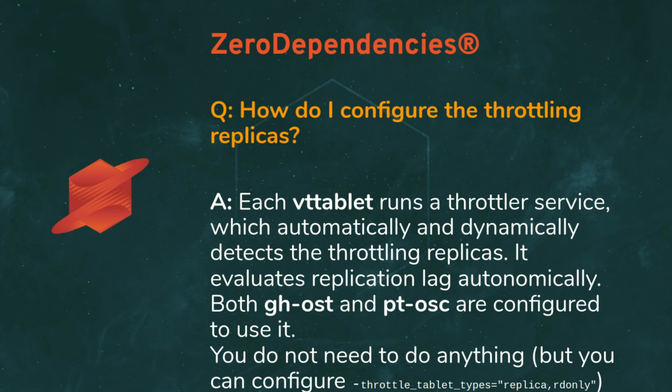It will actually run a throttler service. It's forked from GitHub's Freno, so each VD tablet or the primary VD tablet runs a throttler service which self-updates with the current roster of servers. And Ghost is configured to automatically consult this throttler service, and Vitess creates a plugin and instructs PD schema change to use that plugin, which checks that throttler. So again, you don't need to do anything. Throttling just happens.